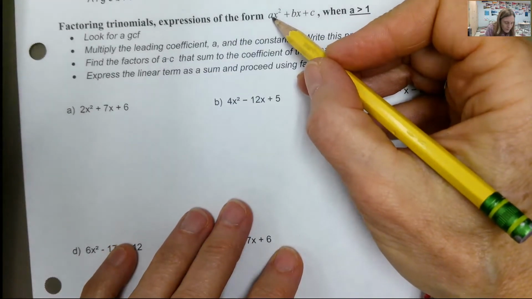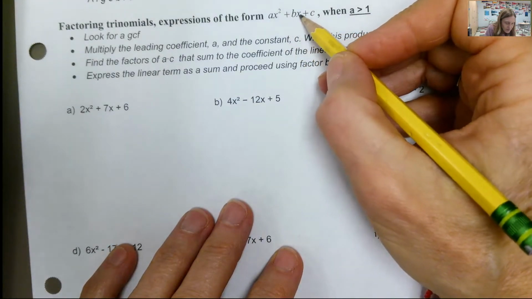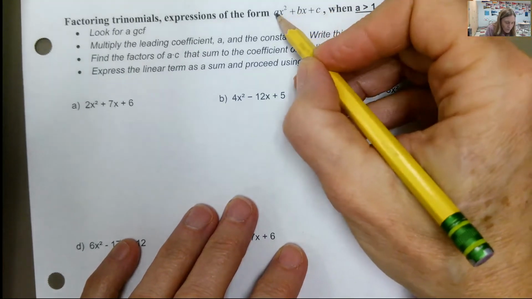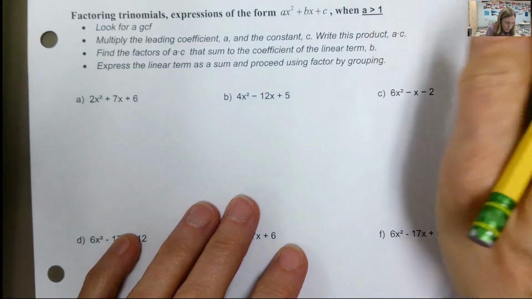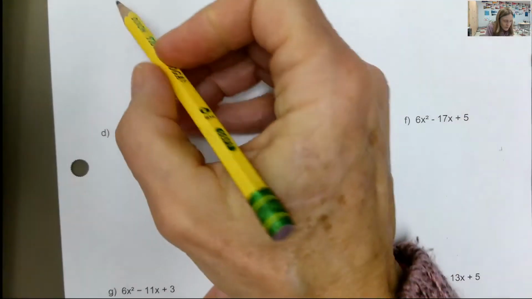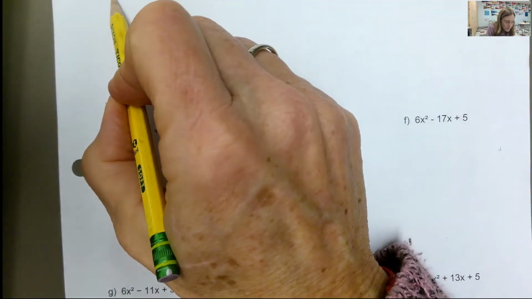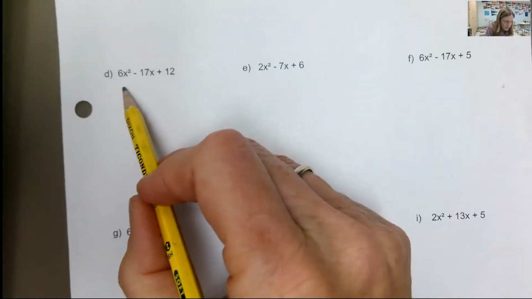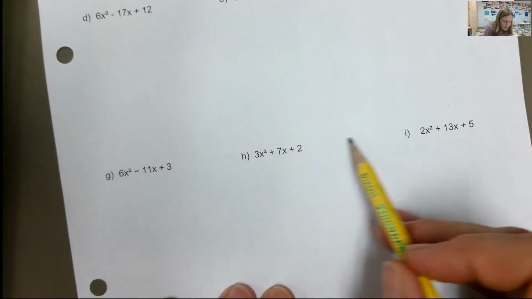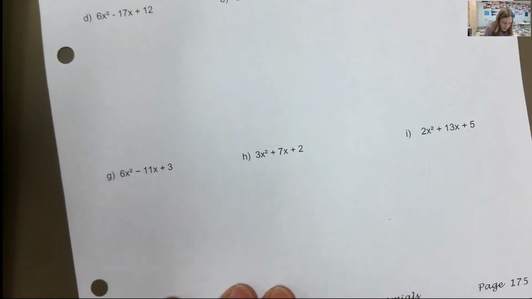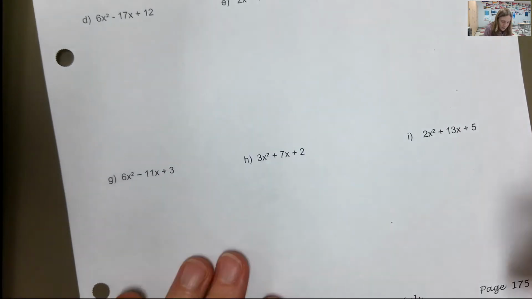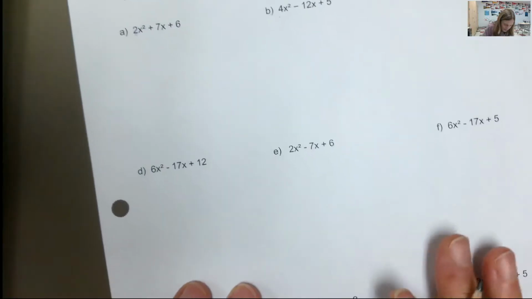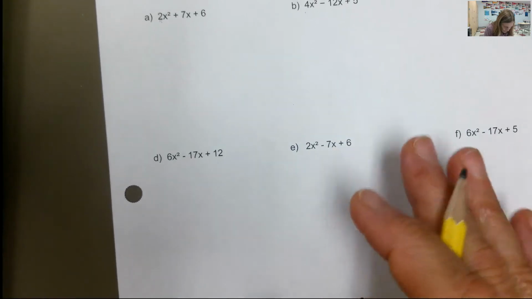And they're all in the form of something times x squared plus something times x plus something. And in these cases, the coefficient of x squared is going to be greater than 1. So when you look through all these problems, you're going to see that there's a number in front of x squared, 2x squared, 4x squared, 6x squared. It's not just plain old x squared like in the previous page, but there's going to be a number out in front. And if you look through all of these, there is no GCF on any of these problems.